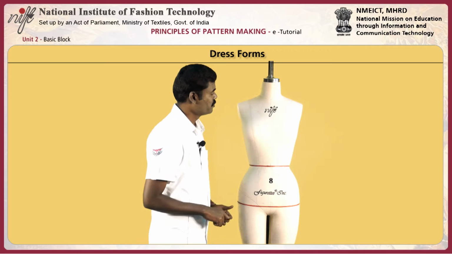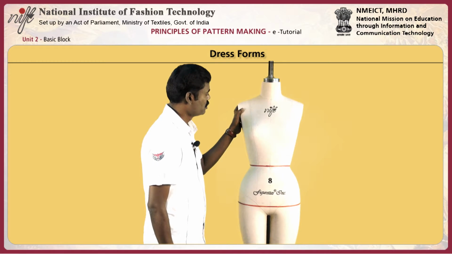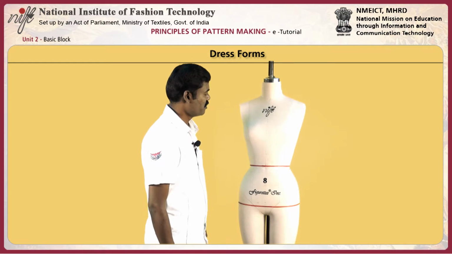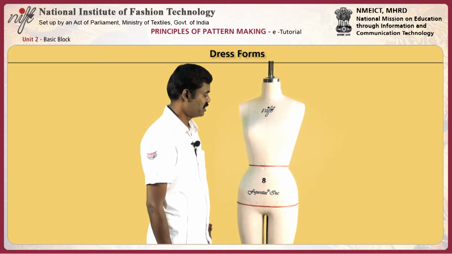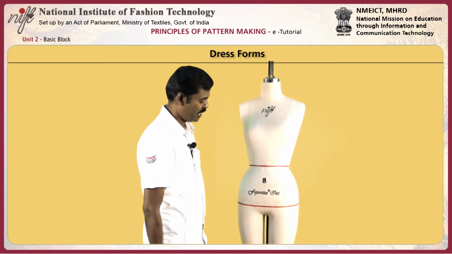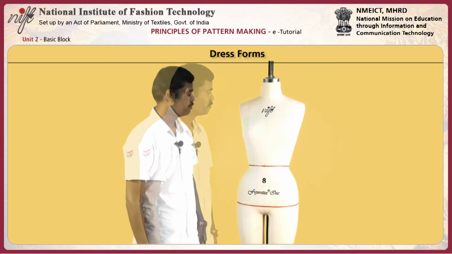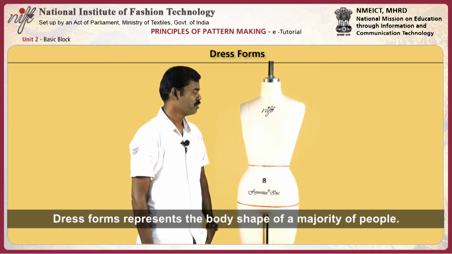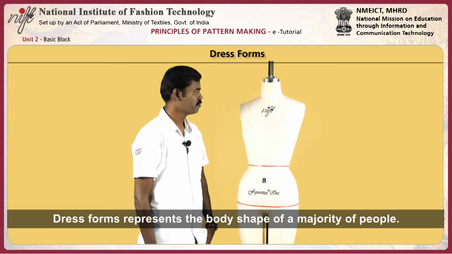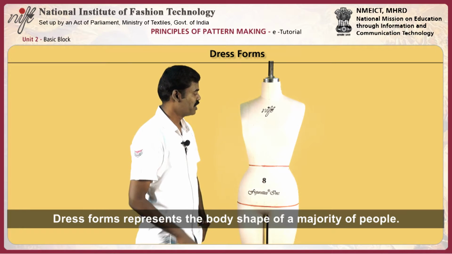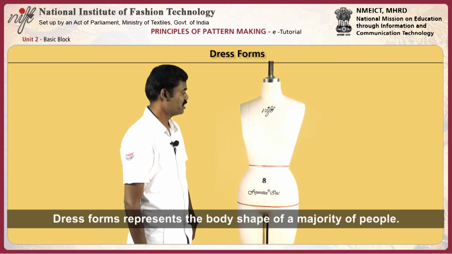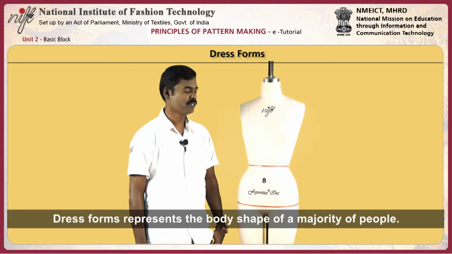This is the dress form. This is available in various sizes and shapes. What we are having is size 8. These dress forms are made based on the size surveys and it represents the measurement and shape of the majority of people.